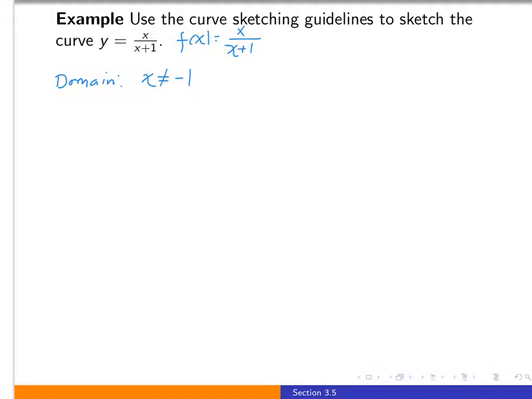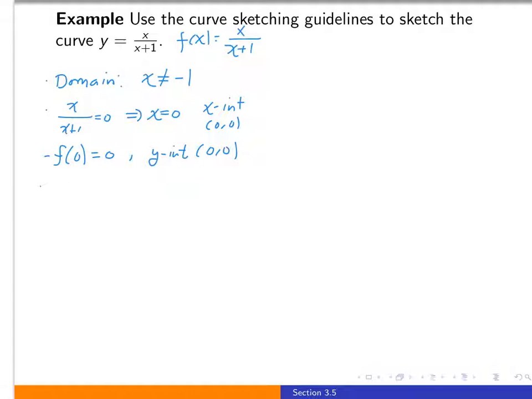And then we would like to find the x-intercepts. So we think of x over x plus 1 equals 0. That implies x equals 0. So we have a single x-intercept, 0, 0. For the y-intercept, we think of the value of the function at 0, so f of 0 is 0. So we have the single y-intercept, the same as the x-intercept, which is 0, 0.